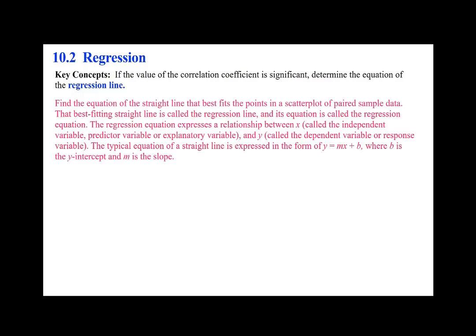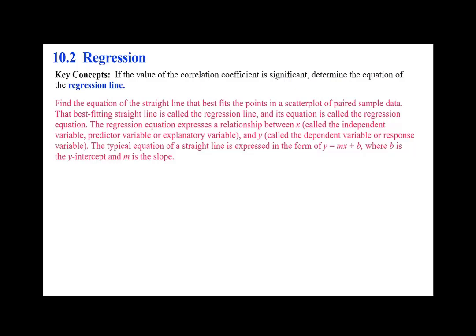Find the equation of the straight line that best fits the points in the scatter plot of paired sample data. That best fitting straight line is called the regression line, and its equation is called the regression equation. The regression equation expresses a relationship between x, called the independent variable, predictor variable, or explanatory variable, and y, called the dependent variable or response variable. The typical equation of a straight line is y = mx + b, where b is the y-intercept and m is the slope.